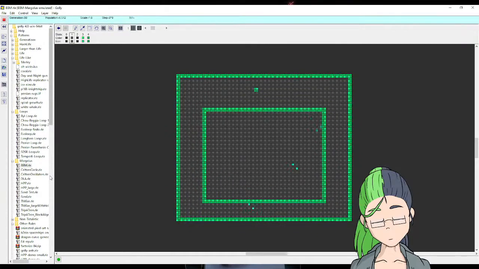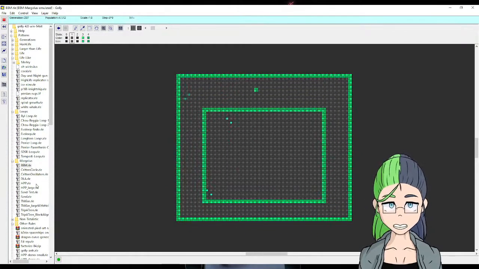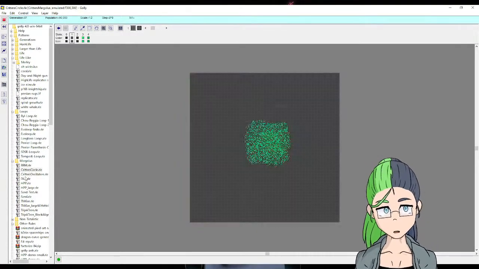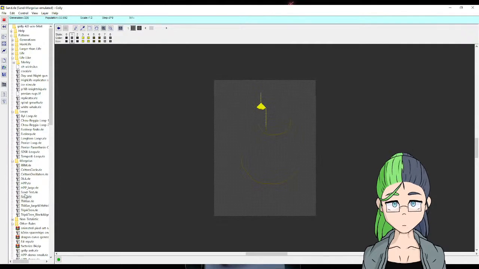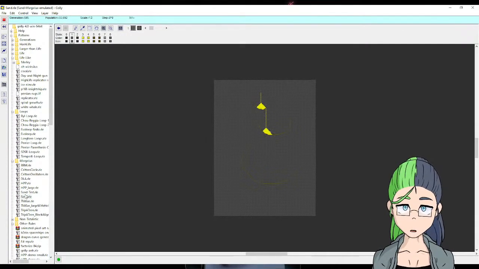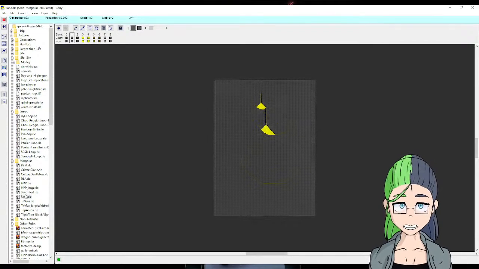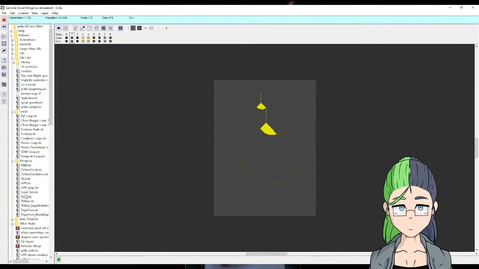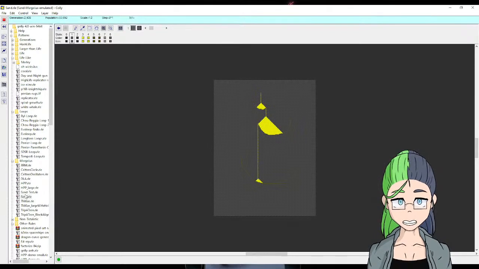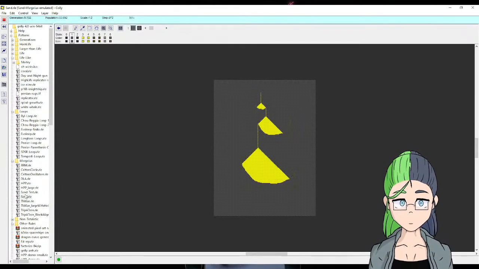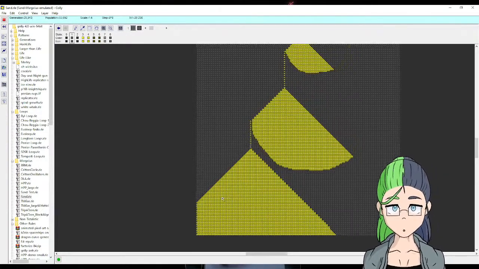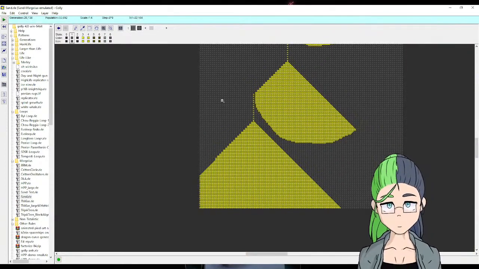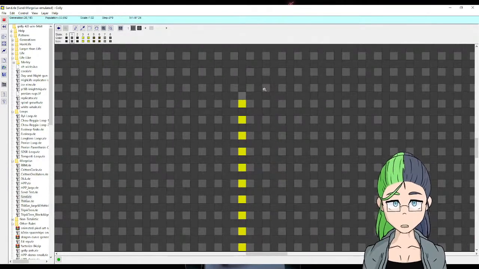What is this? Oh, wow. Seizure warning there. What? Someone made a sand physics simulator using cellular automata? That is so interesting. What? That is so interesting. I never, ever would have thought. That's so weird.